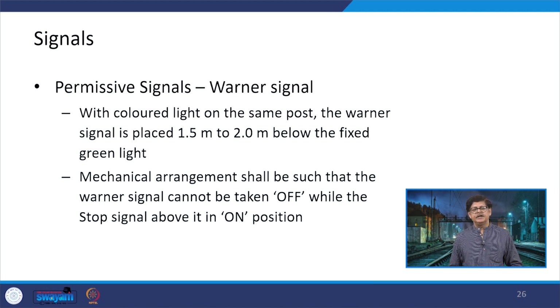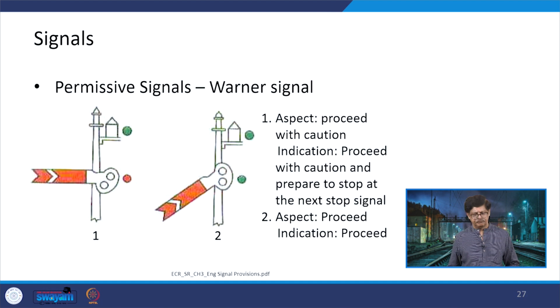Now, with colored light on the same post, the Warner signal is placed 1.5 meters to 2 meters below the fixed green light. If you are talking about colored light signaling systems, the mechanical arrangement shall be such that the Warner signal cannot be taken off while the stop signal above is in the on position. So, again, that is a combination, these phases are there and they need to be taken care of.